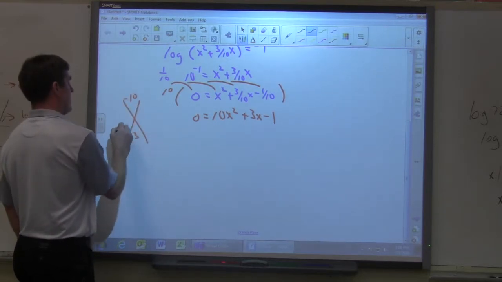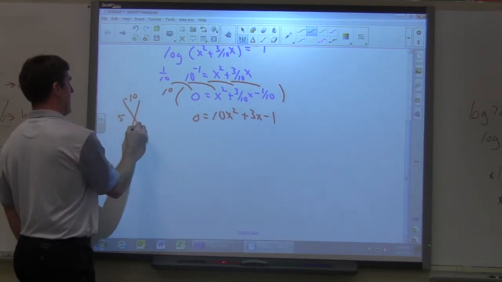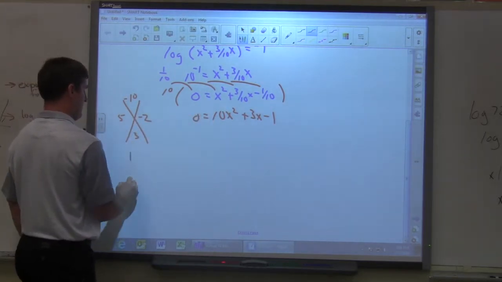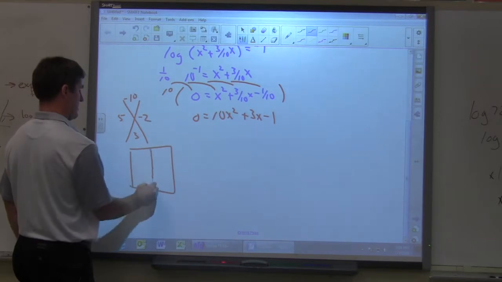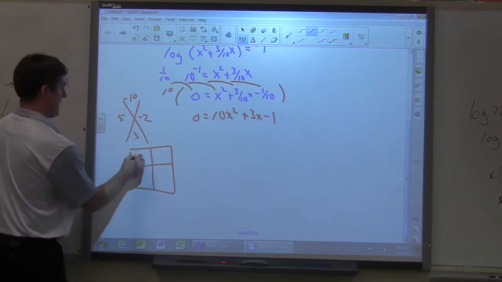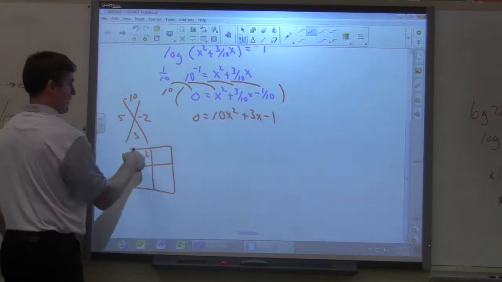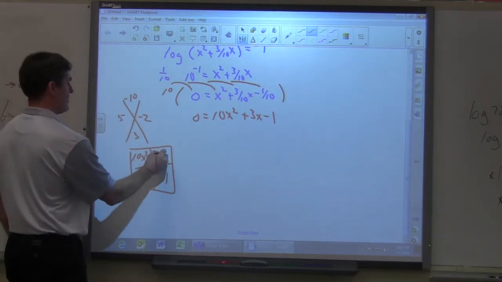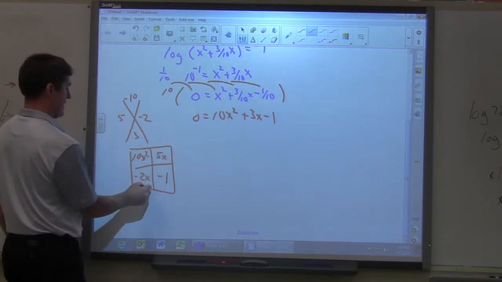Negative 10 and 3 would be 5 and negative 2. Because a is not 1, we have to build our box. So we get 10x squared. Remember, first term in the first box, last term in the last box. And then these fill the other two, 5x and negative 2x.